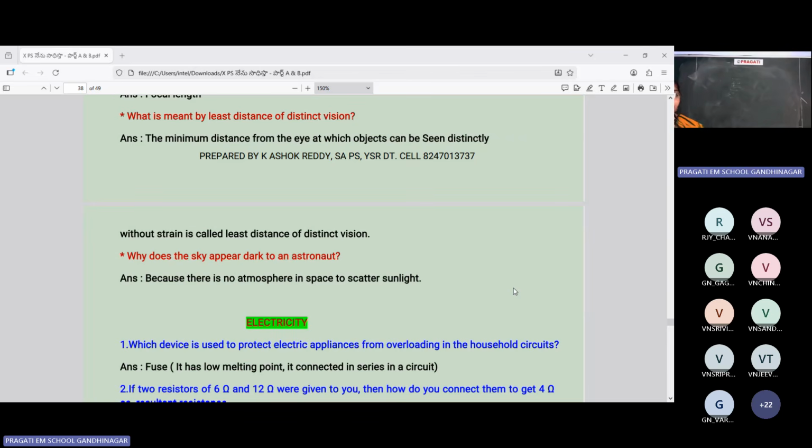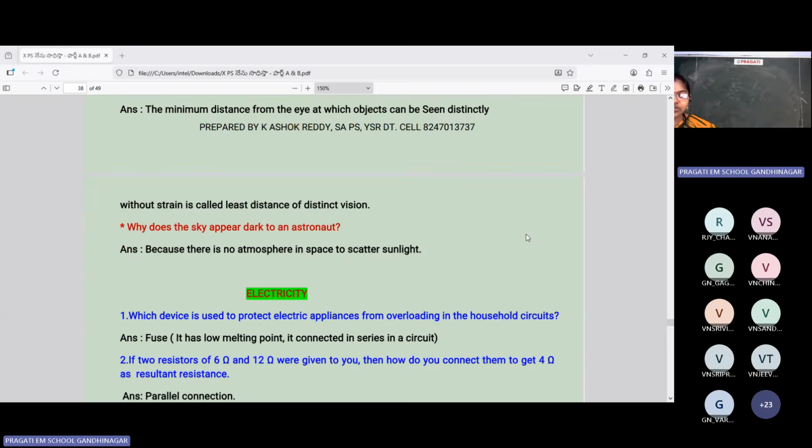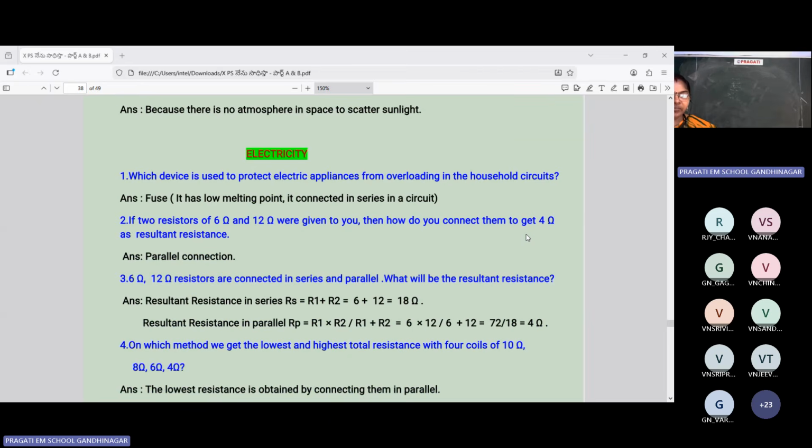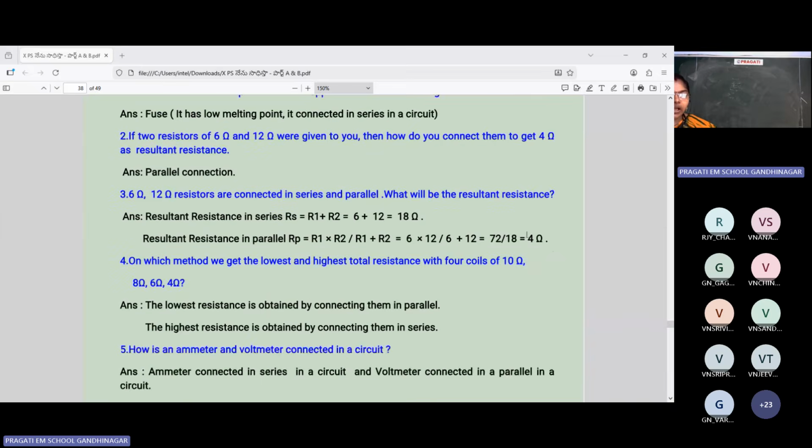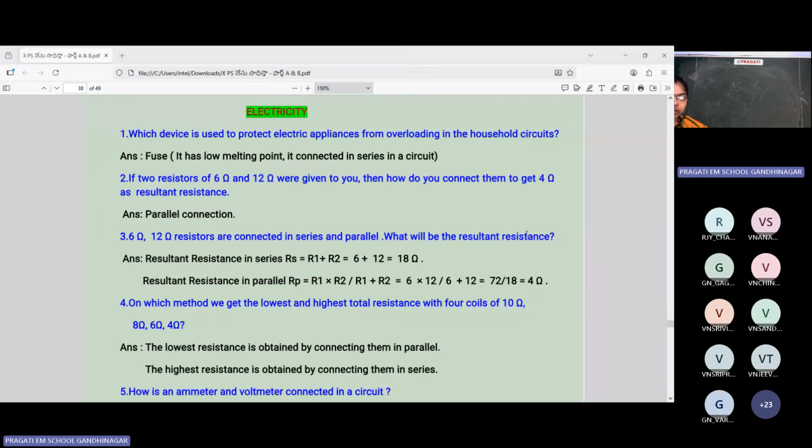Why does the sky appear dark to an astronaut? Because there is no atmosphere in space to scatter light. So that's why it appears dark to an astronaut. It is a 2 marks question we have.